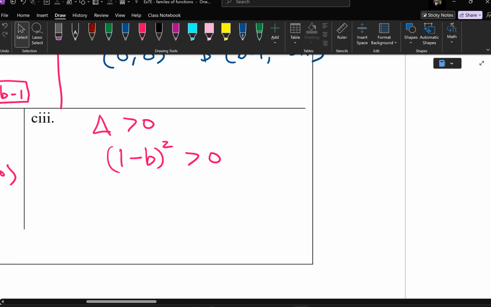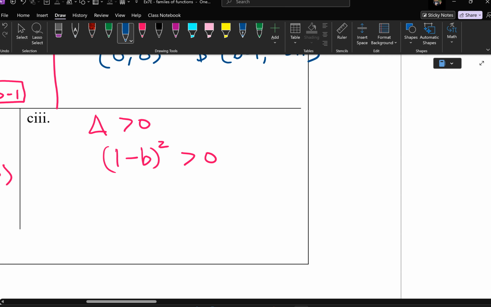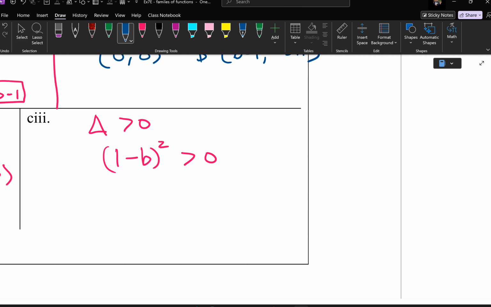How do we do that question? Shh, shh, shh. Thanks, boys. Let's not speak while I'm speaking. Last example. How do you solve for that? 1 minus b squared greater than 0. What would you do?